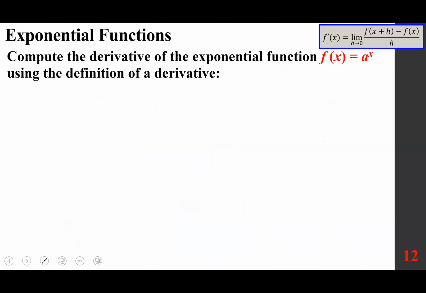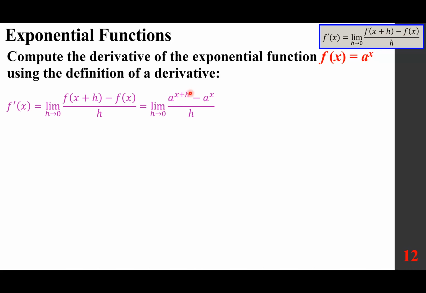All right, we want to find the derivative of an exponential function in the form of f of x equals a to the power of x, and we are going to go with the definition. So if you use the definition, you get the limit of a to the power of x plus h minus a to the power of x over h as h approaches 0.